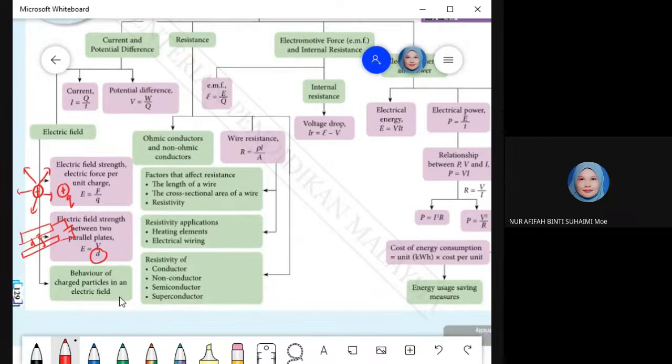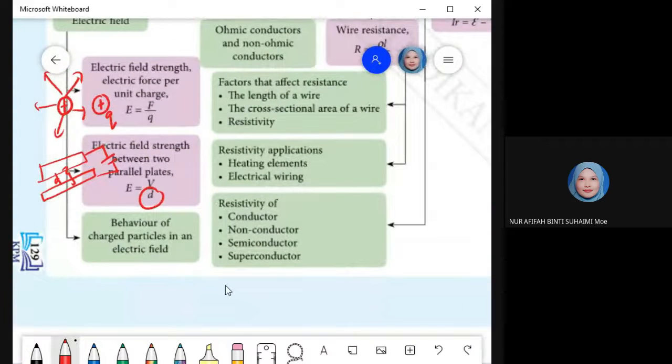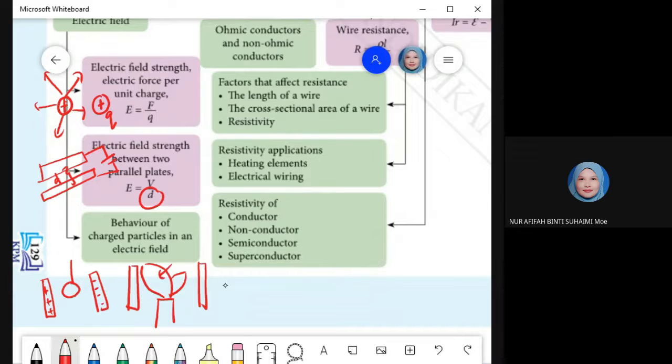Behavior of charged particles in an electric field refers to the aluminium-coated polystyrene ball between the two plates, between the positive and negative charged plates. And you must explain why it swings to and fro. And then one more is the spread of the candle flame. Why is this one wider and this one a smaller spread? Why is there a difference in the spread of the flame?